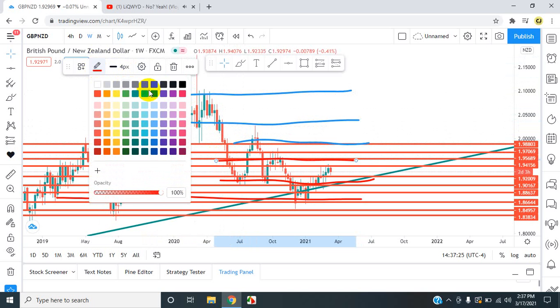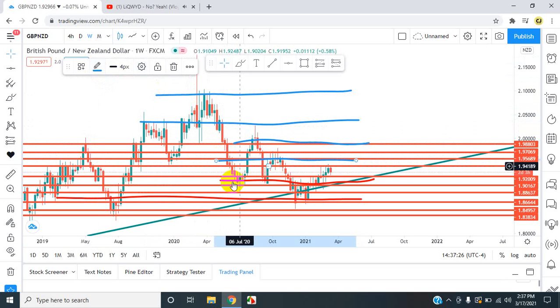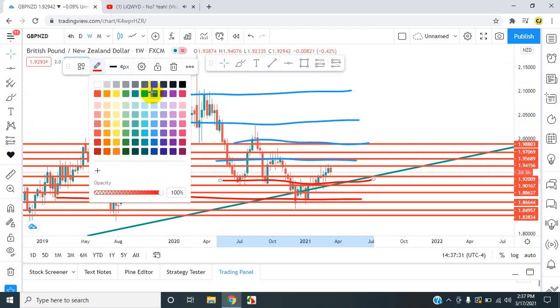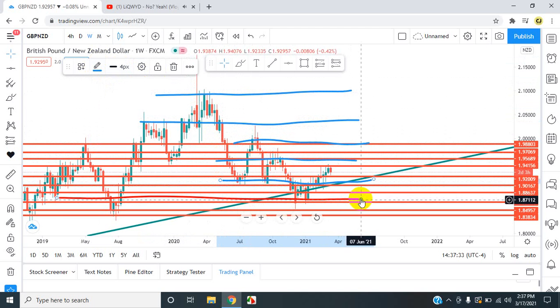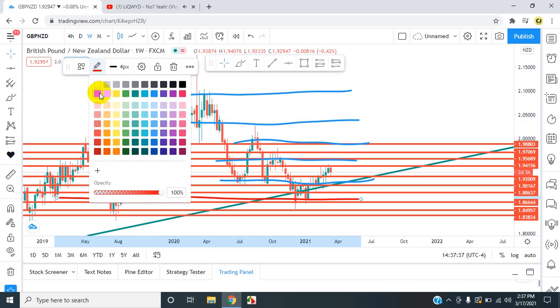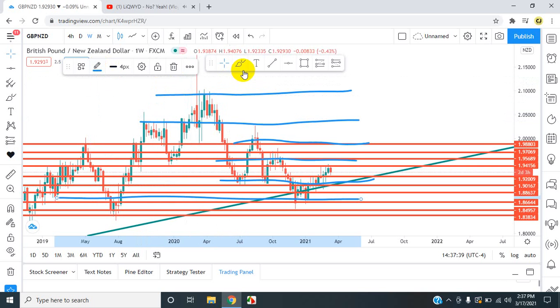So my SR lines that I'm changing to blue, I'm going to show you guys something that I see in the market. And the last line is right here. So this is how we're going to identify if the market is going in the direction we're saying, or what we think is going to happen.